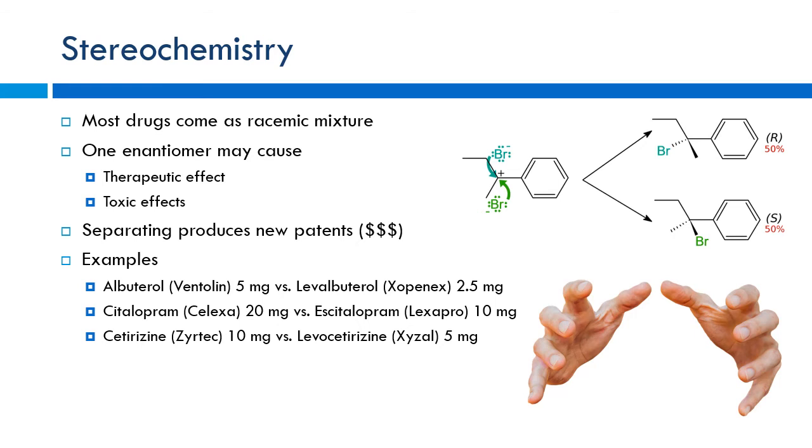So anyway, most drugs tend to come in a racemic mixture. When I say racemic mixture, what does that usually mean? 50-50 between the left-sided version of the molecule and 50% of the right-sided molecule, right?